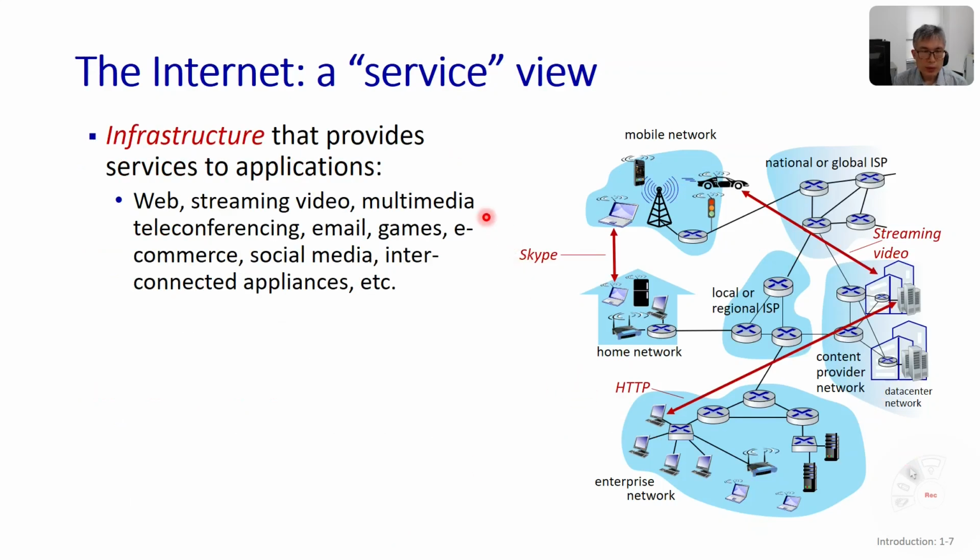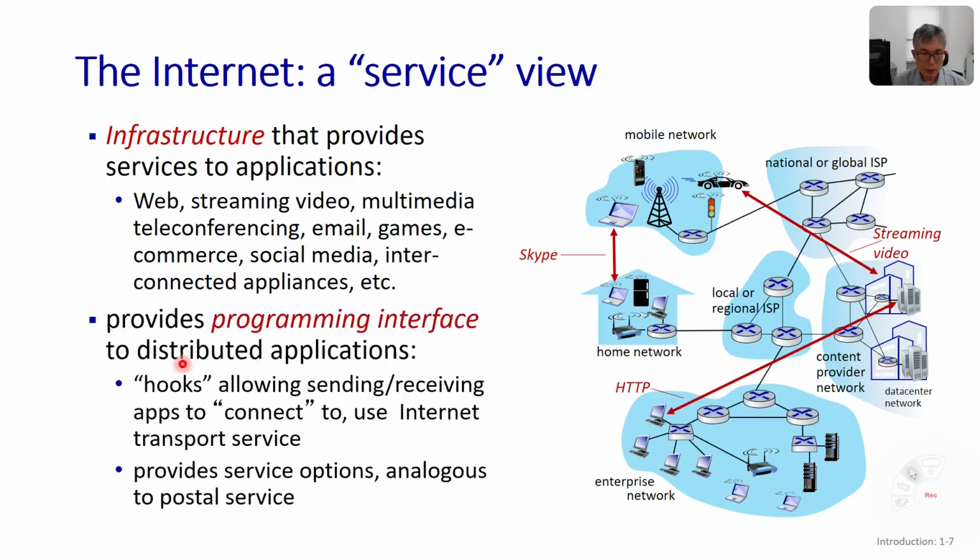The infrastructure provides services to applications: World Wide Web, streaming video, etc. Many kinds of applications are provided using this infrastructure in the internet. It provides a programming interface to distributed applications, like an API, an application programming interface, to make it easy for programmers to program network systems or applications.